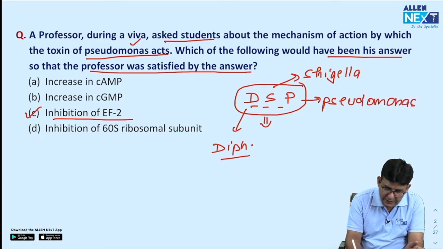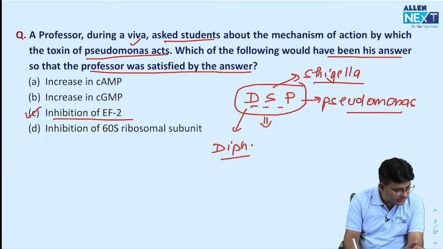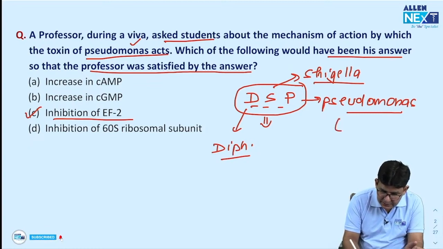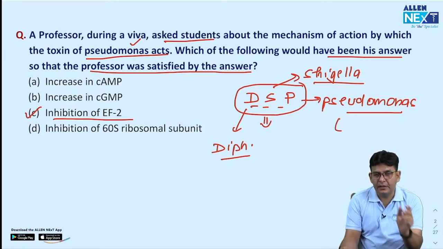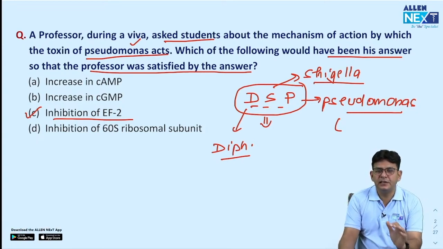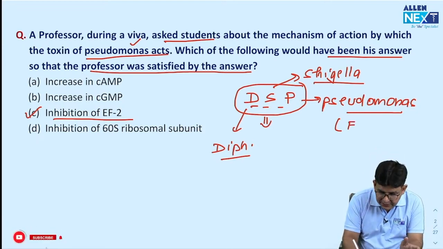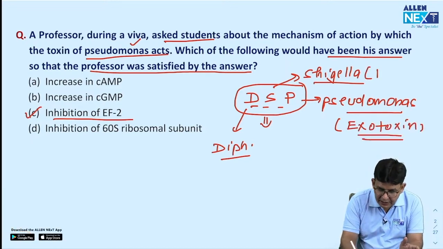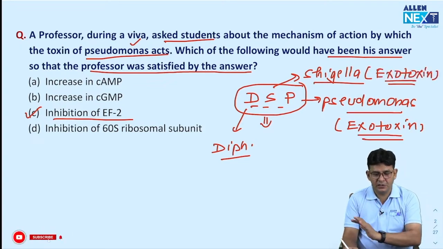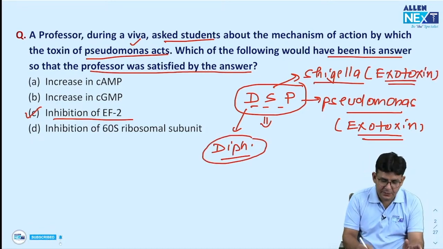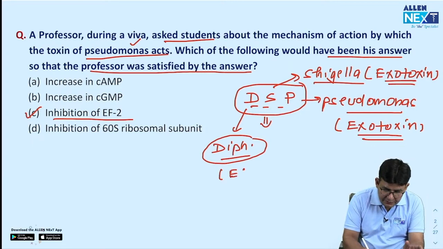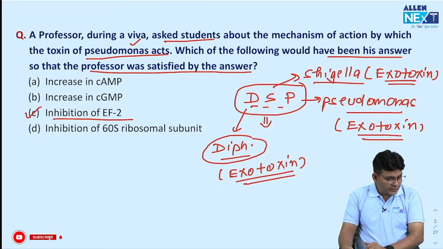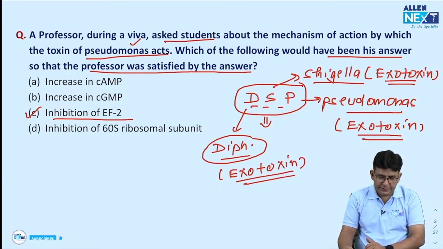Pseudomonas is a gram-negative bacteria. Gram-negative bacteria mostly secrete endotoxin, but these actions are of exotoxin. Remember this. Shigella is also a gram-negative bacteria which secretes exotoxin as well as endotoxin. And diphtheria is a gram-positive one. Gram-positive ones obviously secrete exotoxins.